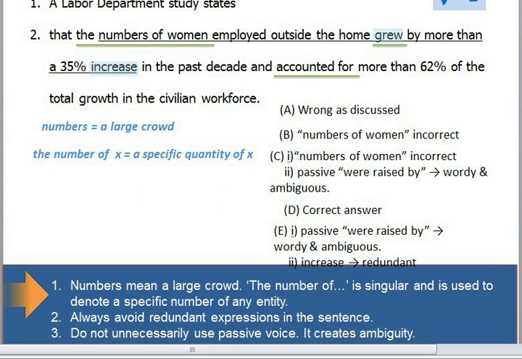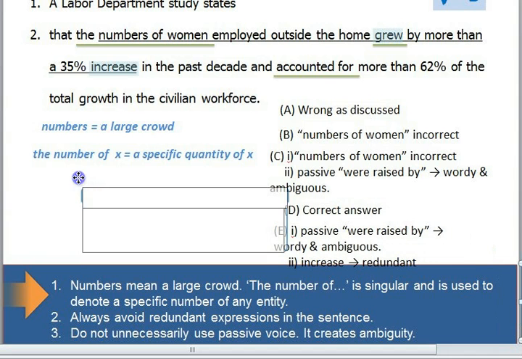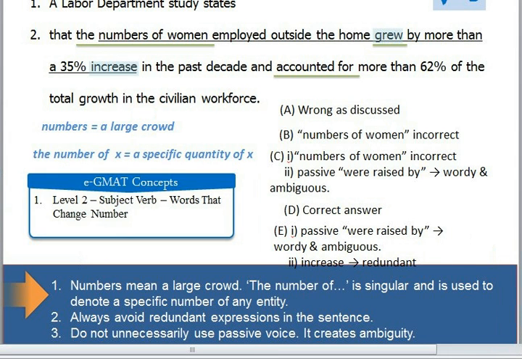And now, the concepts tested in this question have been covered in e-GMAT concepts, subject, verb, words that change number in level 2.